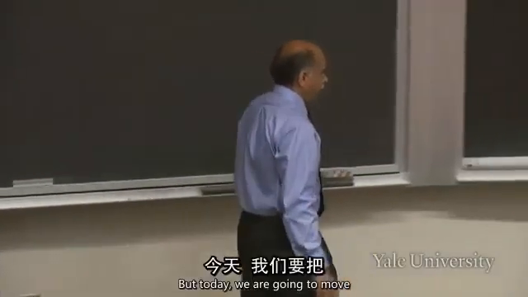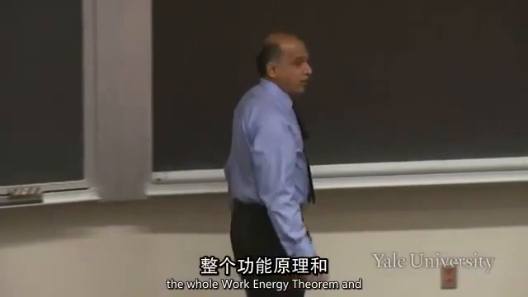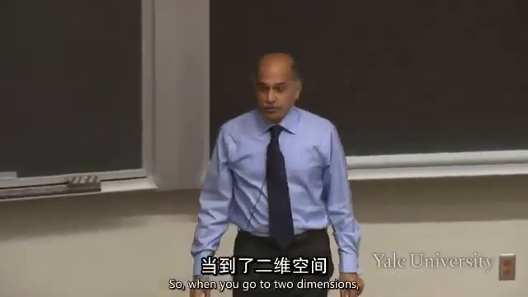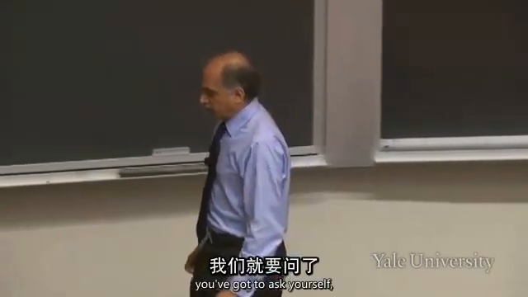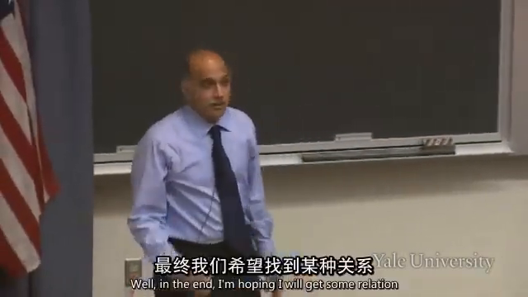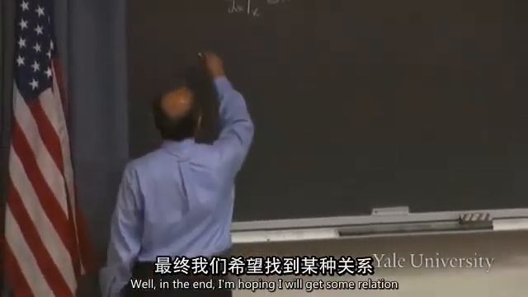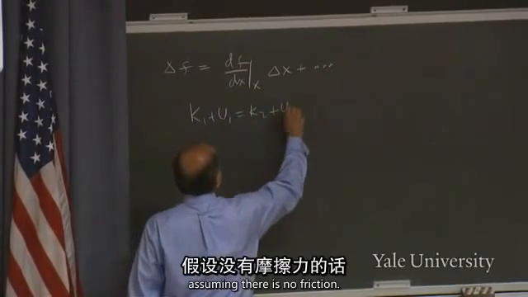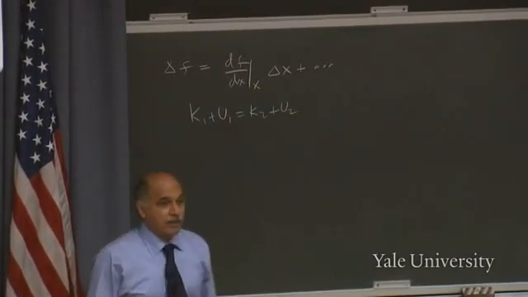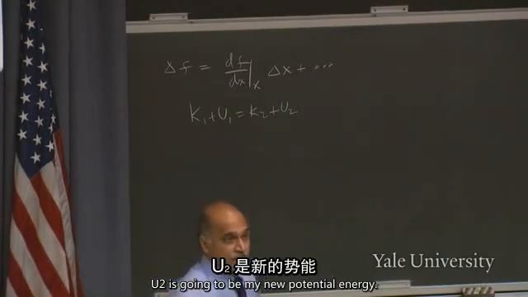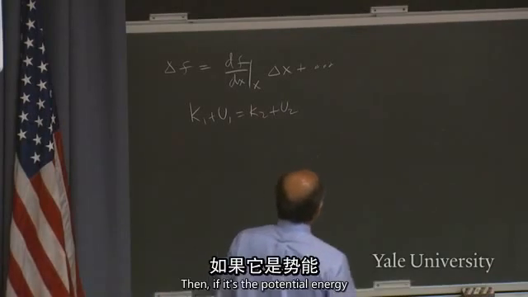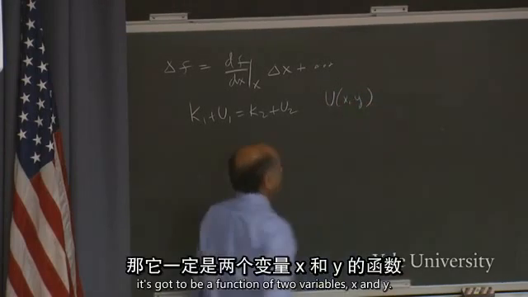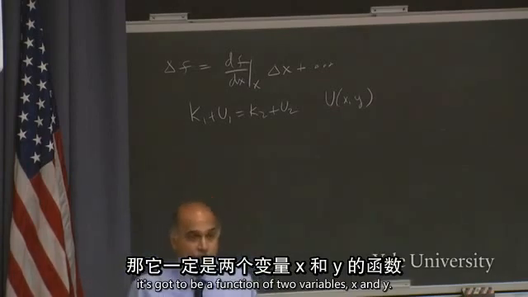But today, we are going to move the whole work energy theorem and the law of conservation of energy to 2 dimensions. So when you go to 2 dimensions, you've got to ask yourself, what am I looking for? Well, in the end, I'm hoping I will get some relation like k1 plus u1 is k2 plus u2, assuming there is no friction. u2 is going to be my new potential energy. Then if it's a potential energy and the particle is moving in 2 dimensions, it's got to be a function of 2 variables, x and y.